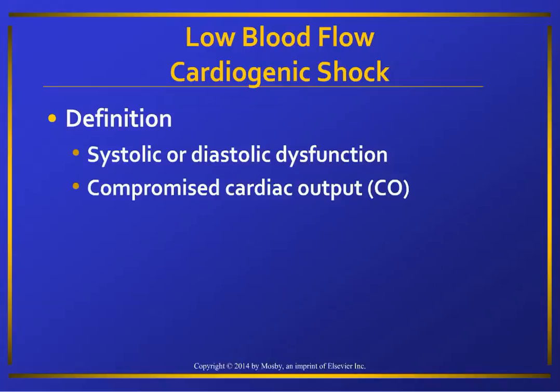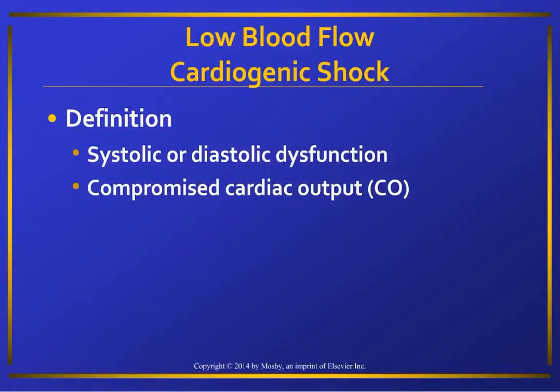Cardiogenic shock is about low blood flow. There is systolic or diastolic dysfunction and compromised cardiac output. The mortality rate for patients with cardiogenic shock is upwards of 60%. Decreased filling of the heart will result in decreased stroke volume. Systolic dysfunction is the heart's inability to pump the blood forward.